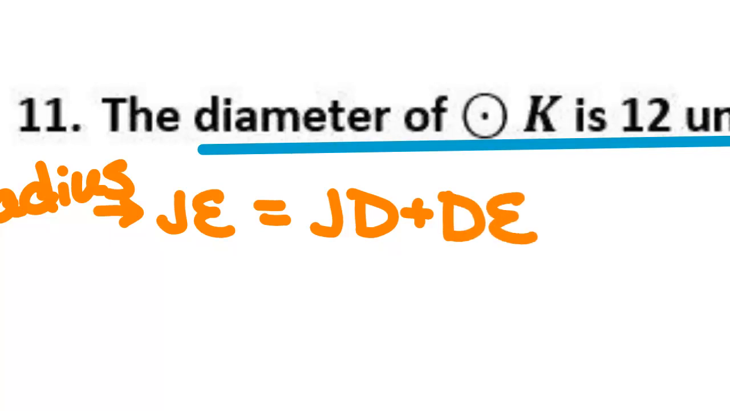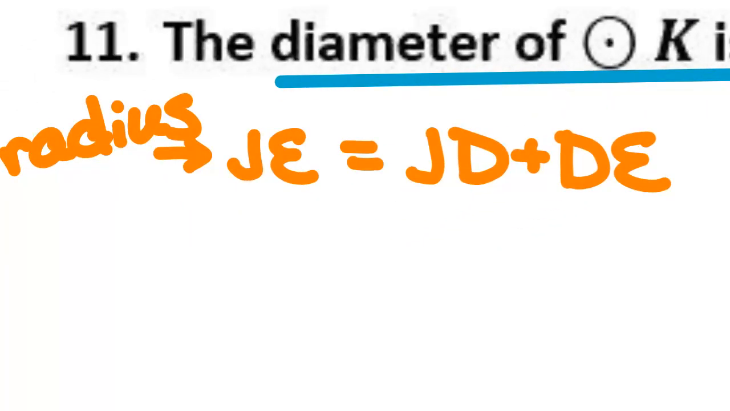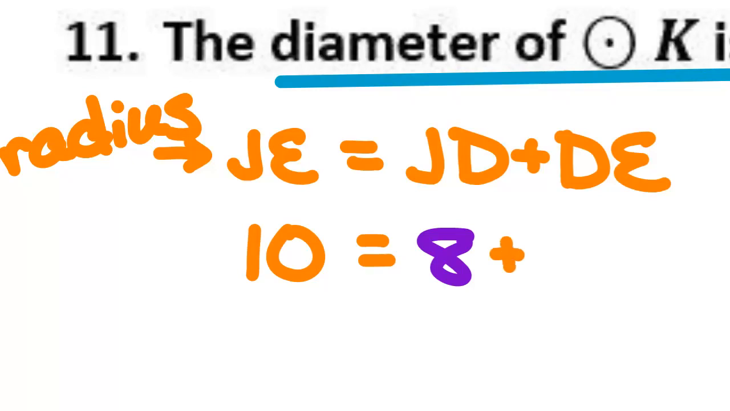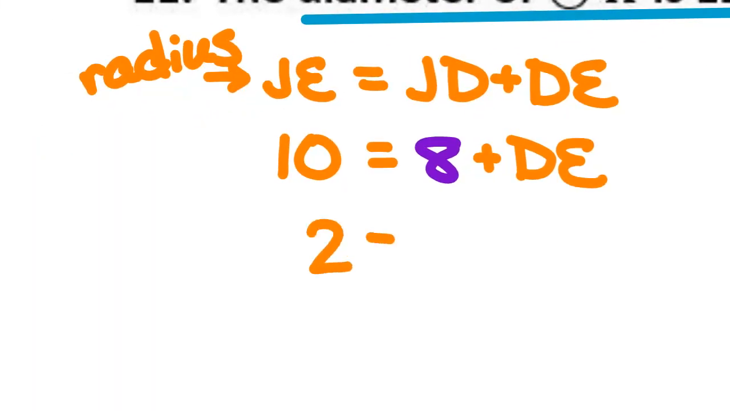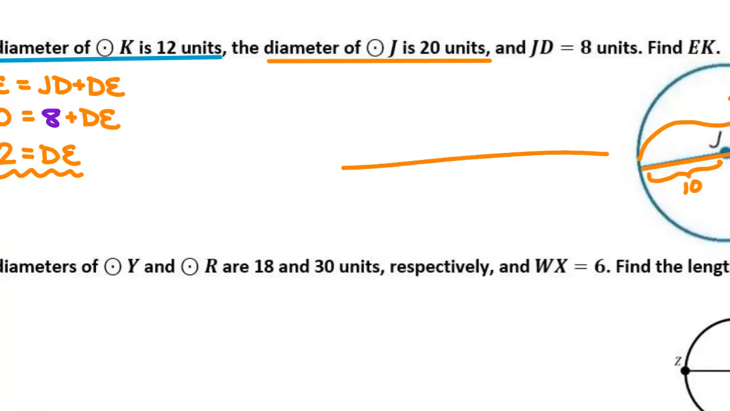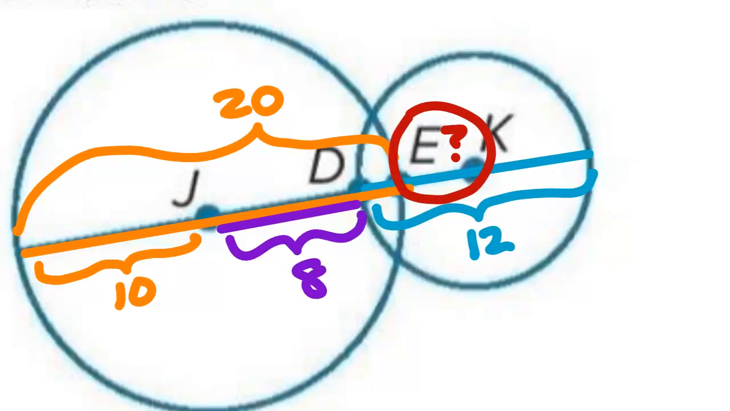Do we know how big JE is? Do we know how big the radius is? Diameter is 20. Our radius is 10. Do we know how big JD is? 8. So 10 equals 8 plus DE. Well, that means DE has to be how big? 2 is the size of segment DE. That's not what they asked me for, but that's how big this overlapping space is. This right here is 2.